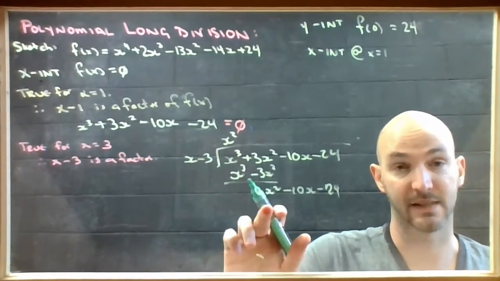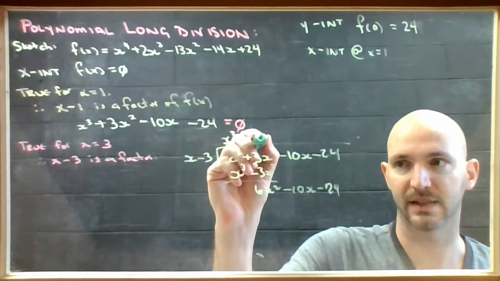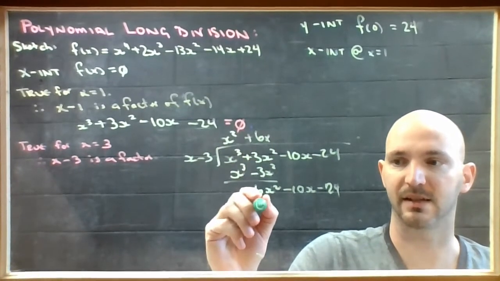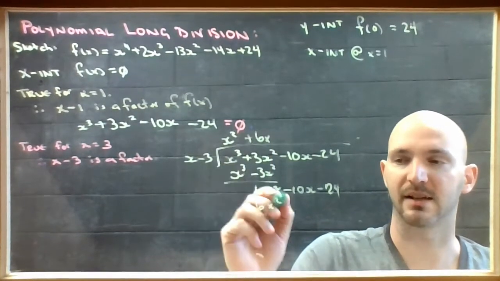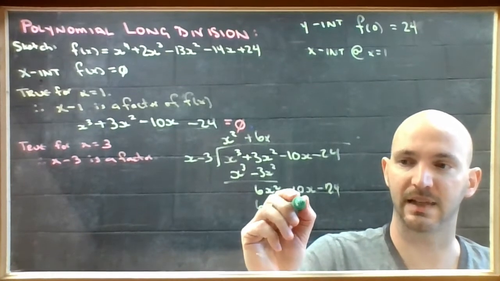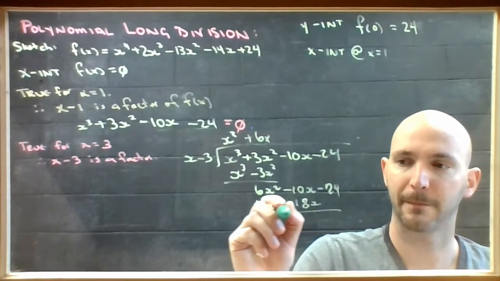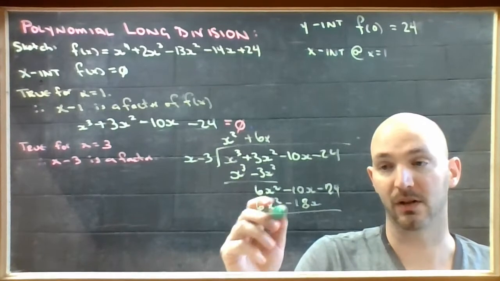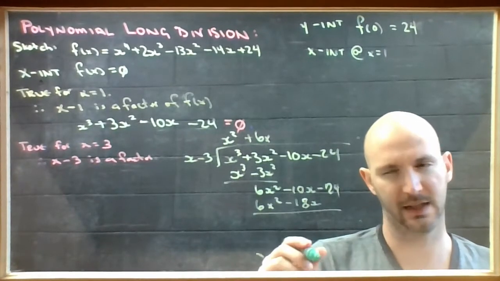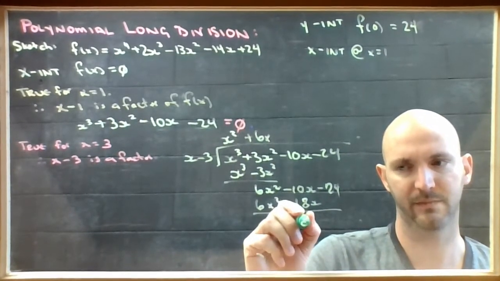What times x is 6x squared? Well, that's 6x. 6x times x is 6x squared. 6x times minus 3 would be minus 18x's. These are gone. Minus 10 minus minus 18 is 8 of them.